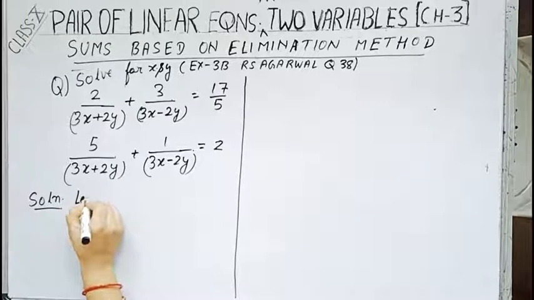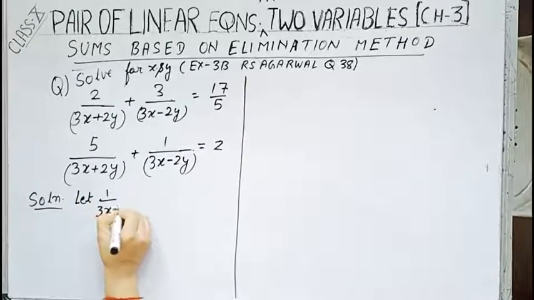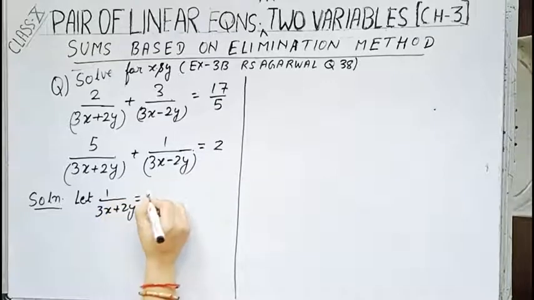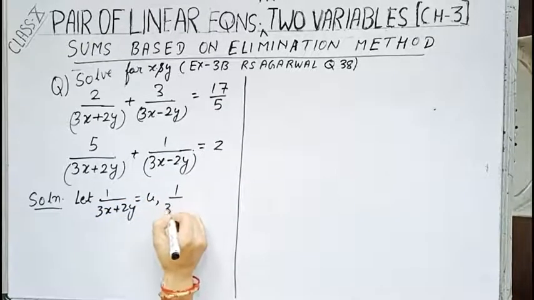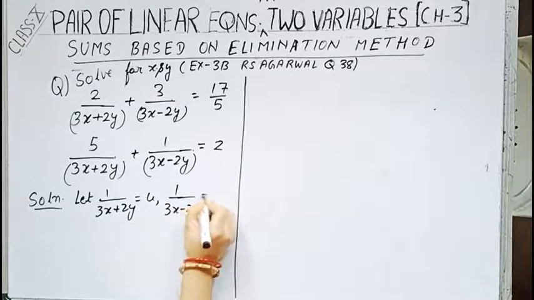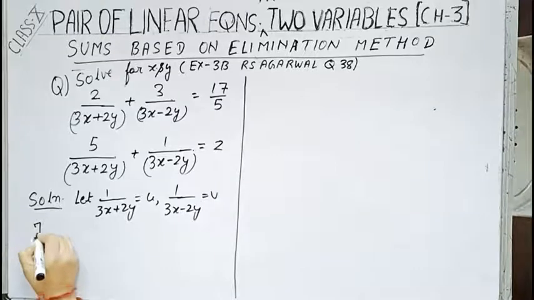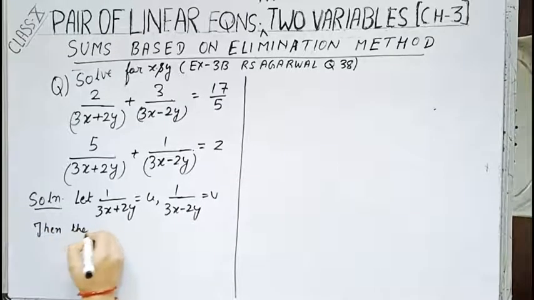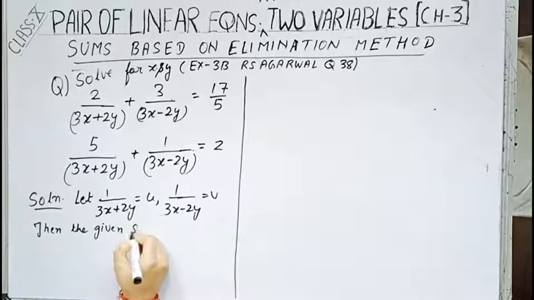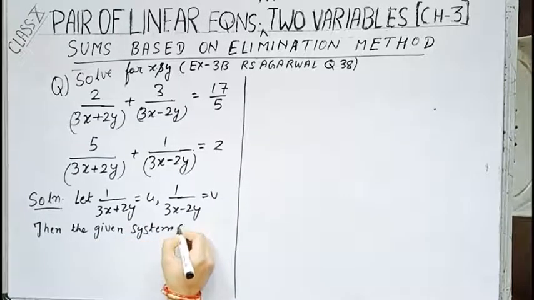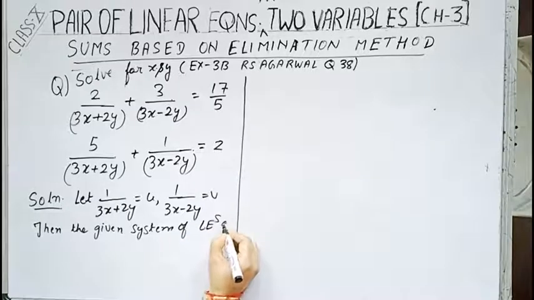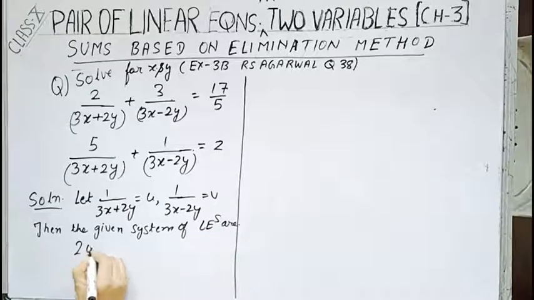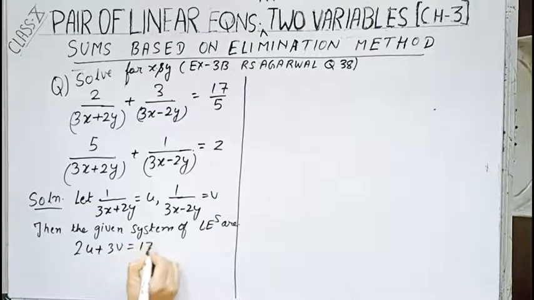Let 1 by (3x plus 2y) equal, let us suppose, u, and 1 by (3x minus 2y) equal v. Then the given system of linear equations are 2u plus 3v equals 17 by 5 and 5u plus v equals 2. Now we will have to solve it.